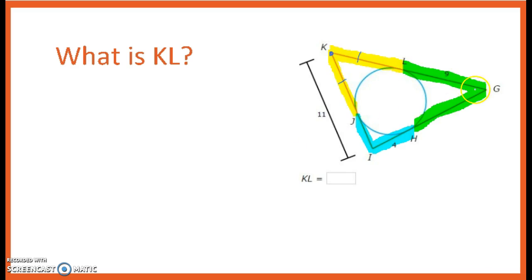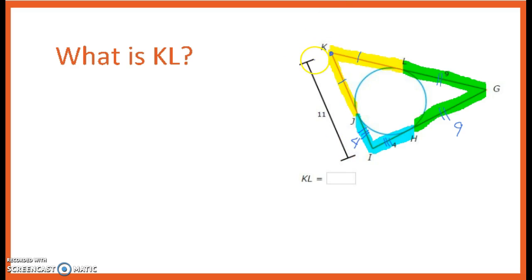We know that LG is congruent to GH, so I'll mark those with 2 tick marks. And then finally, JI and HI are congruent. So, knowing the information that we know, if LG is 9, then GH is 9. If HI is 4, then IH is 4.